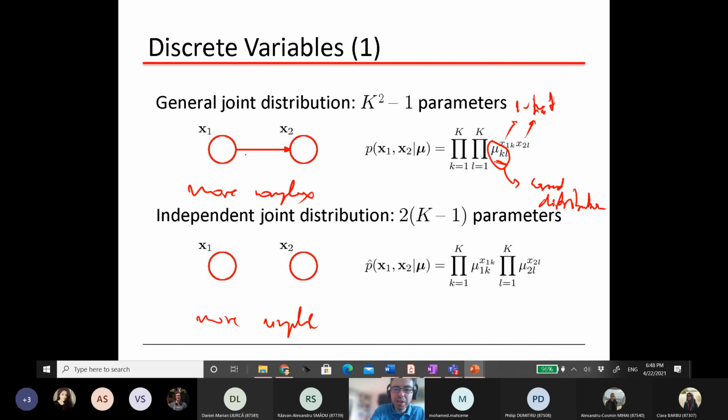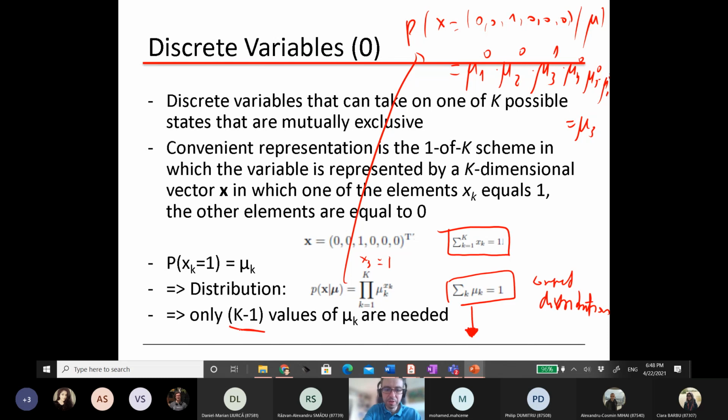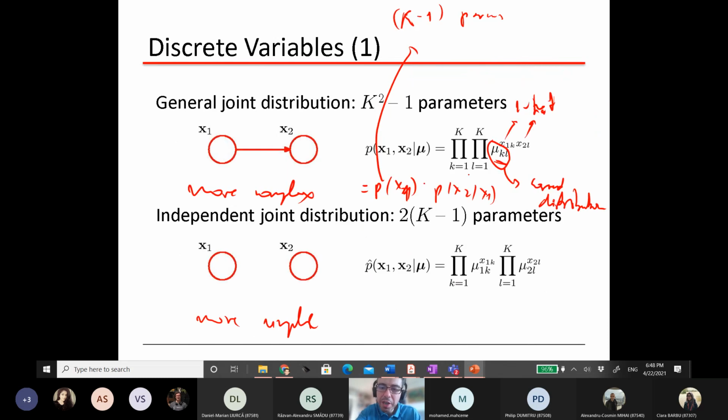Another way to reason about it would be to decompose it, using a Bayesian network, sorry, it's p of x1 multiplied by p of x2 given x1. How many parameters do we have for p of x1? k minus 1 parameters, no? Because it's a discrete distribution, we have k minus 1 with k states. How many parameters do we need in order to express x2 given x1?